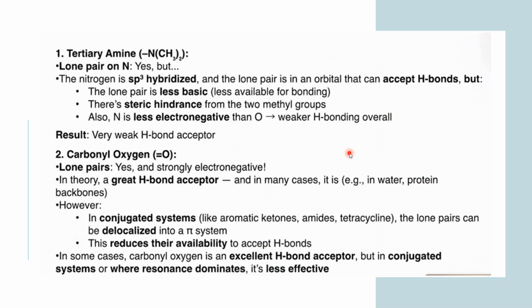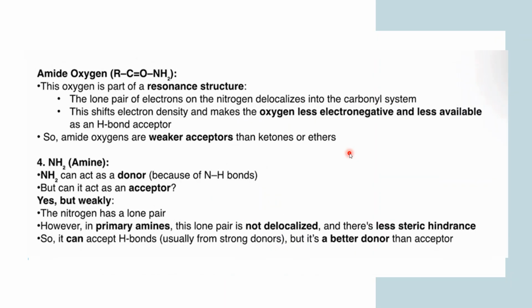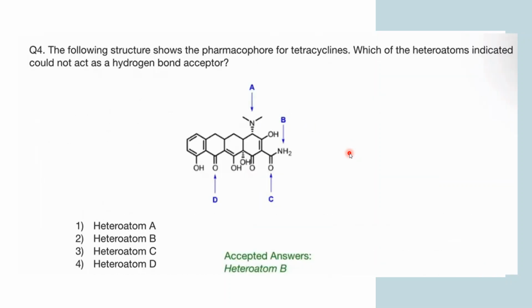So if you compare this tertiary amine, carbonyl oxygen, amide oxygen, and amine group, this amine group is a better donor than acceptor. So it is a good hydrogen bond donor rather than acceptor. That is why the correct answer is heteroatom B, that is this primary amine group. So I hope it is clear to all of you. If not, just let me know so that I can explain again.